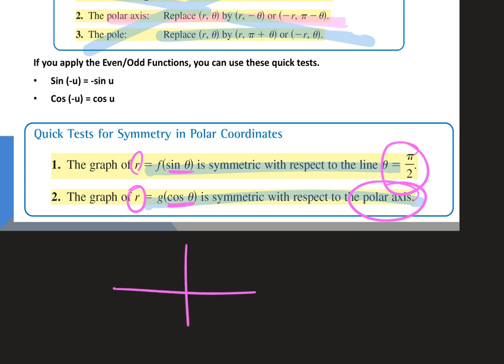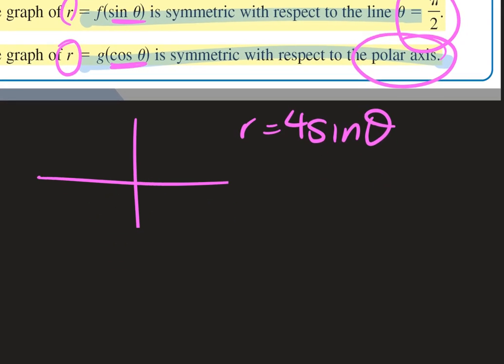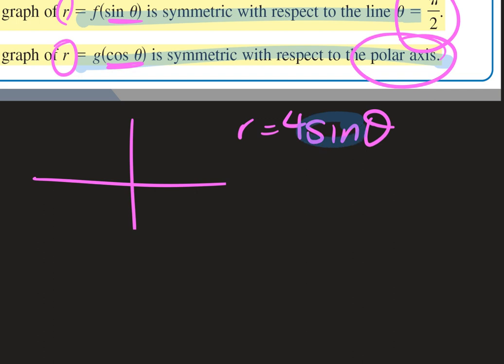So now go back to what we just did. 4 sine theta was my equation, right? And because it has sine in it, I would know it has symmetry to the pi over 2 line, which would mean, again, I could fold it over. That's your quick symmetry test. Sine is the y, which is your pi over 2.